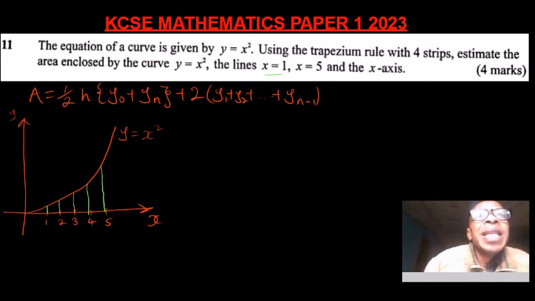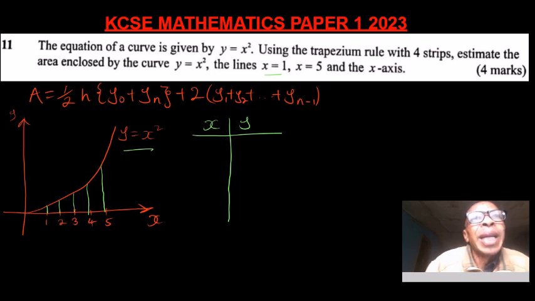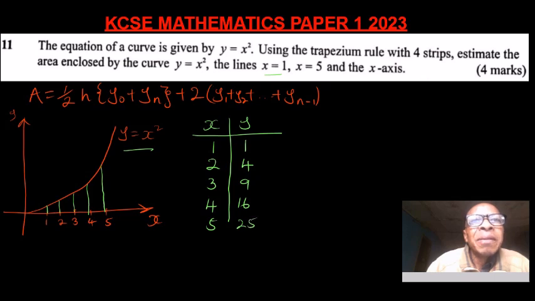Now, using the function here, we can get the values of x and y. We are using y equals x squared. When x is 1, y is 1 squared, which is 1. When x is 2, y is 4. When x is 3, y is 9. When x is 4, y is 16. And when x is 5, y is 25. Why are we doing this? So that we get the stripes that we have here.